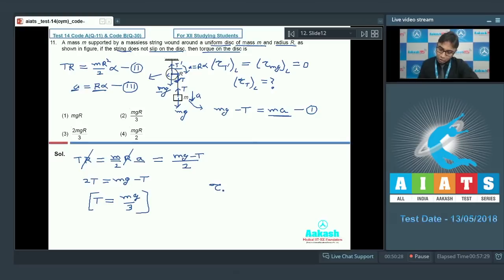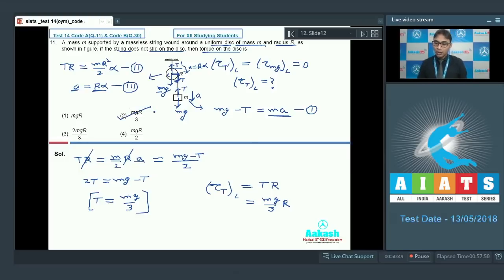So the torque of T about the center will be equal to the tension in the string into r, and that will be equal to mg by 3 into r. So we can say that option number 2 will be correct.